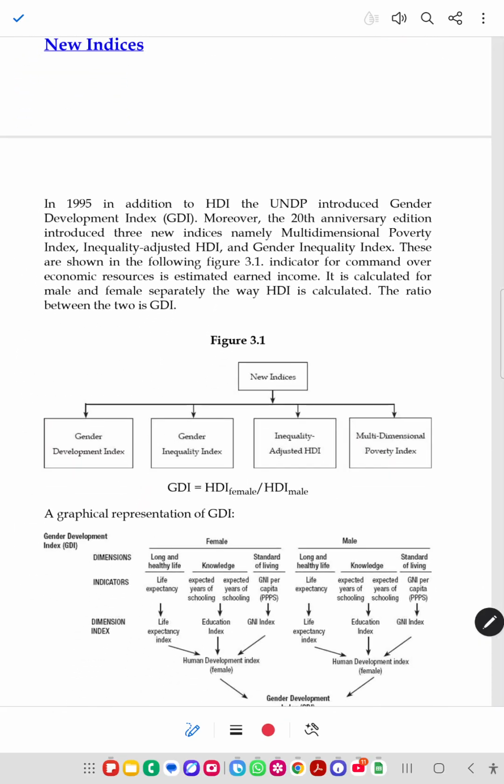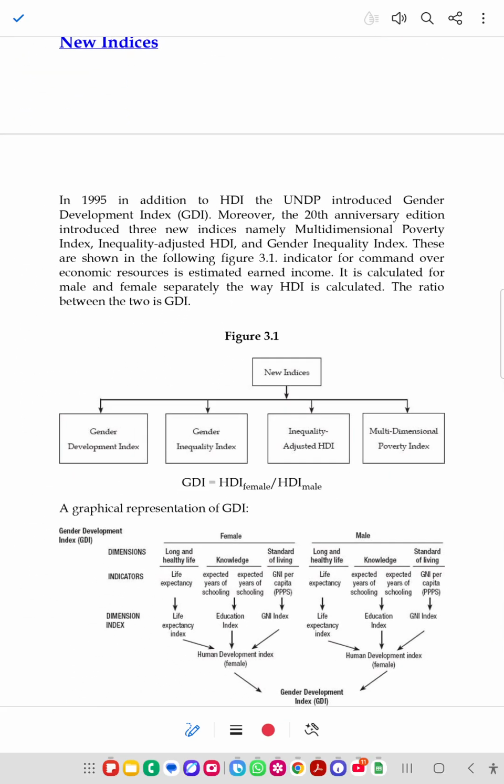In 1995, in addition to HDI, UNDP introduced the Gender Development Index. Moreover, the 20th anniversary edition introduced three indices, namely the multidimensional poverty index, which came in 2010, then the inequality-adjusted human development index and the gender inequality index. These are shown in the following figure.